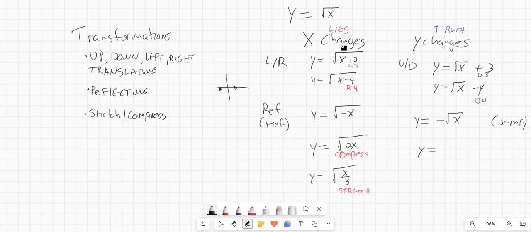Compress and stretch. Again, it tells the truth. You times 3, that's a stretch. Specifically, it's a vertical stretch because these are all the y changes. Whereas over here, this is a horizontal compression because that's an x change. Divide by 4, compress.